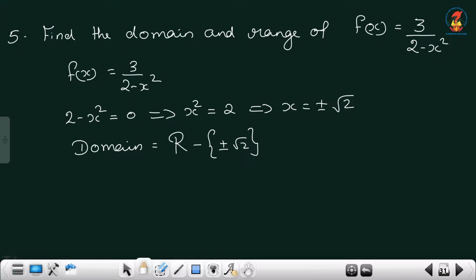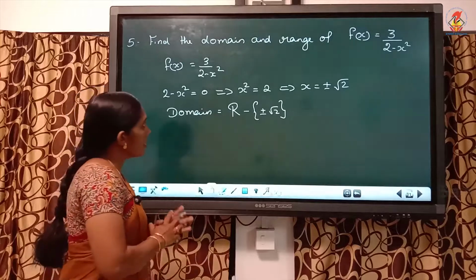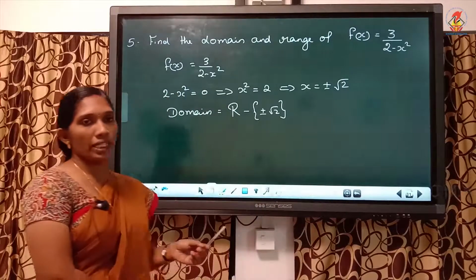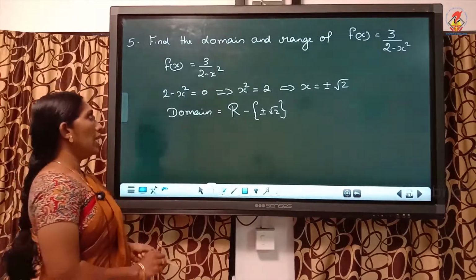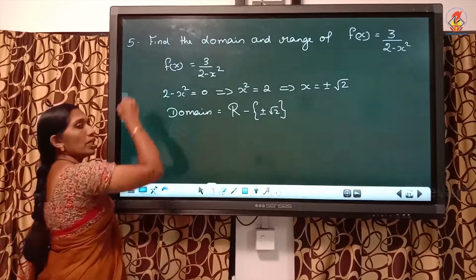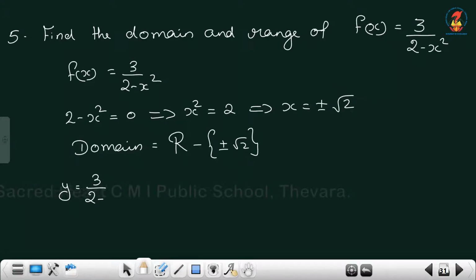Domain means the set of all x values for which the function is defined. The function is defined for all real numbers except when x is equal to root 2 and when x is equal to minus root 2. Now for finding the range, put f of x as y. So y is equal to 3 by 2 minus x square. Then cross multiply and find what x square is, which implies 2y minus x square y.